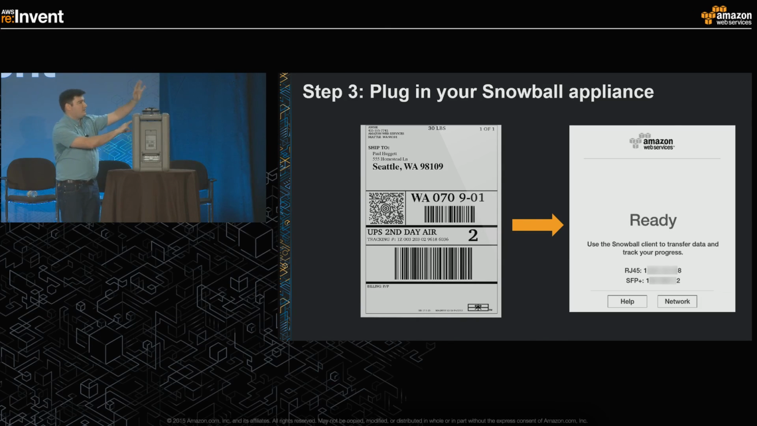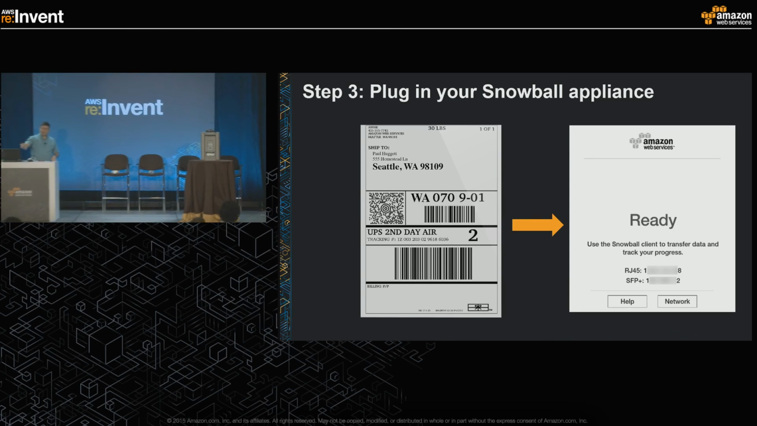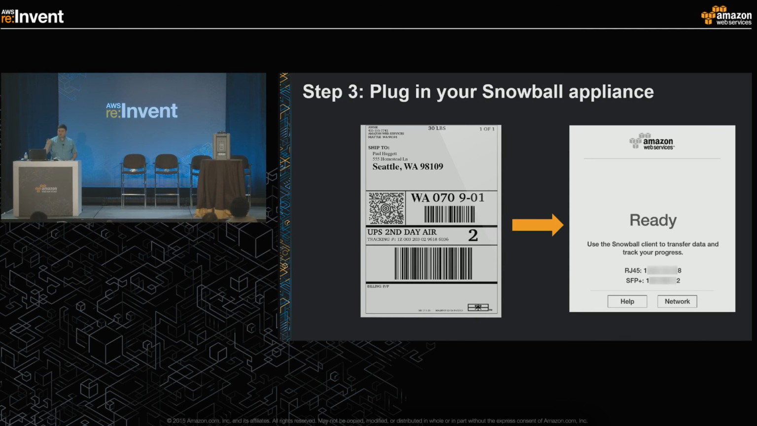You have a coil of cables on top for power and 2 types of network. We support RJ45 and SFP+. Plug it into power, plug it into network. And then at that point, you're going to see the e-ink display on the front change from your shipping label to the configuration label, or to the configuration mode.